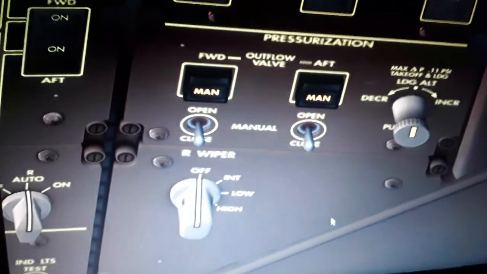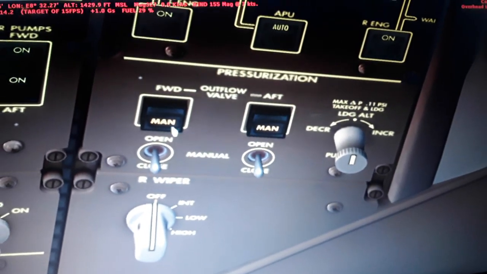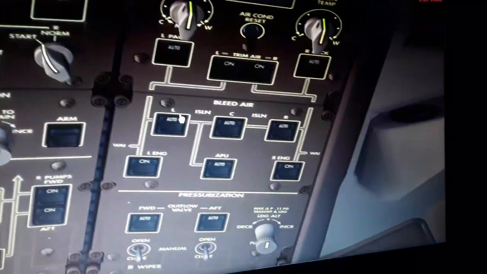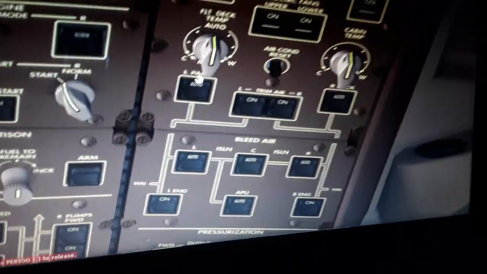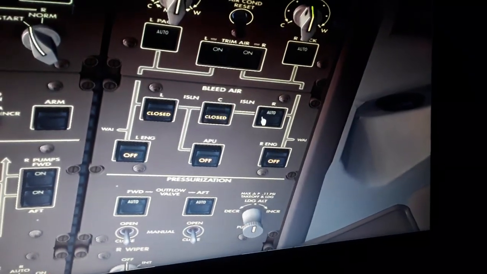We have it in manual, so we need to use the outflow valves open and close when climbing or descending, and select landing altitude, or use the automatic instead for the cabin pressurization. Also we have the bleed from the left and the right engine. From the APU we need to start the engines.